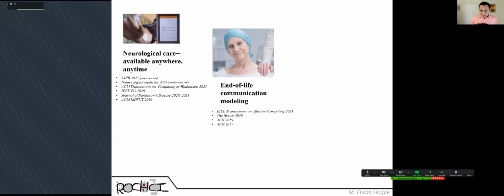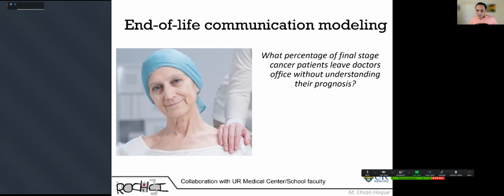I had one other topic to talk about, but I'm running out of time, so I'll just briefly touch on this. I know that Zoom meetings could be a lot. So I have a question for you. What percentage of final stage cancer patients leave the doctor's office without understanding their prognosis? Any guess? 90%? That's too high. That would collapse the medical system.